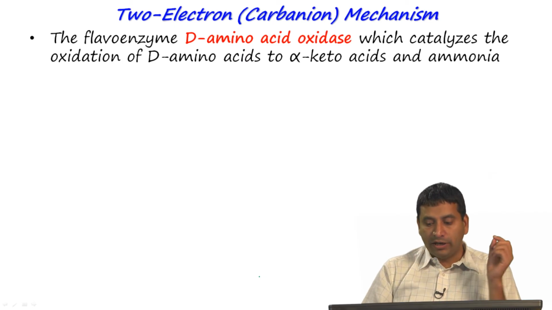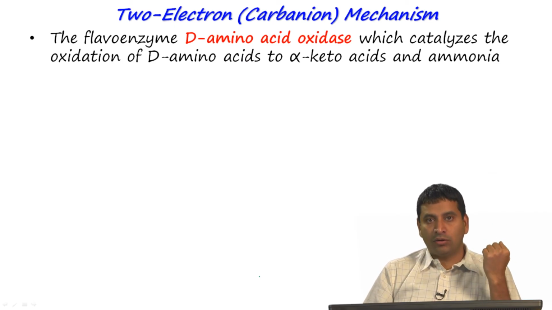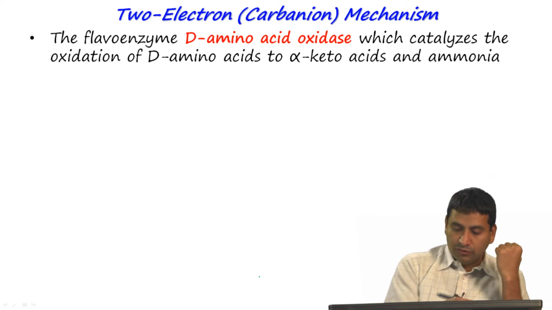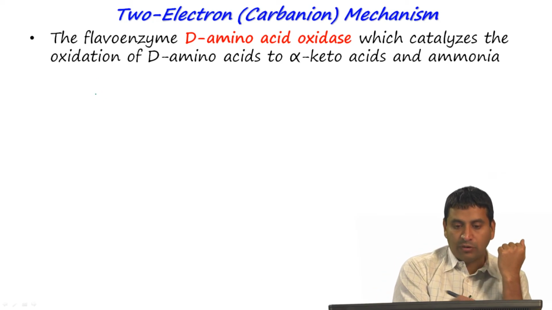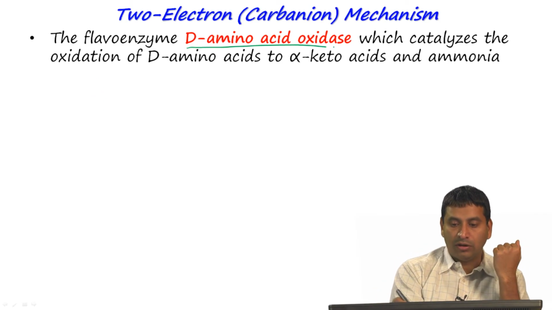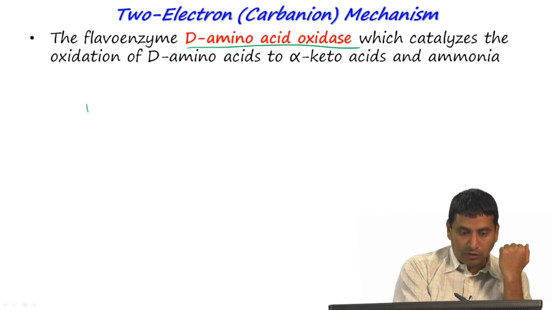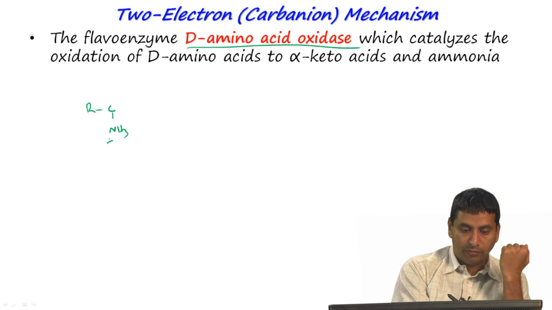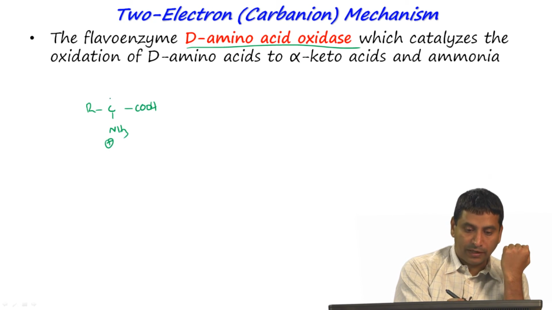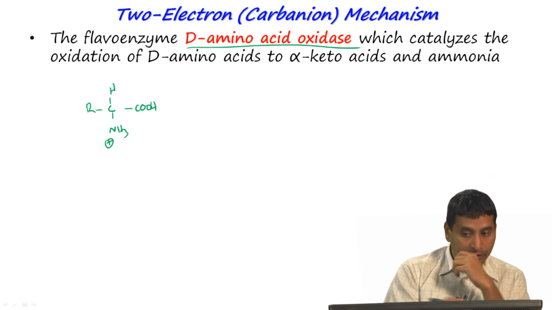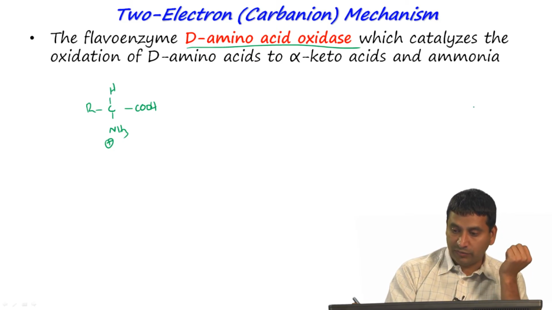So, now let us look very quickly at the 2 electron carbanion mechanism. Here the example that we are going to look at is D-amino acid oxidase. Let us draw out an amino acid. Basically it is NH3+, COOH, and this is the hydrogen, and the final product that you are going to get is a keto acid, which is basically R-C=O-COOH.